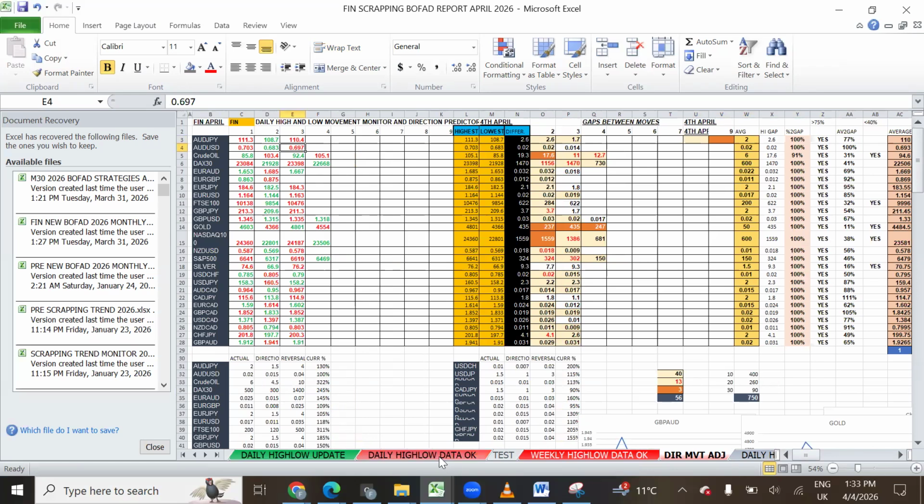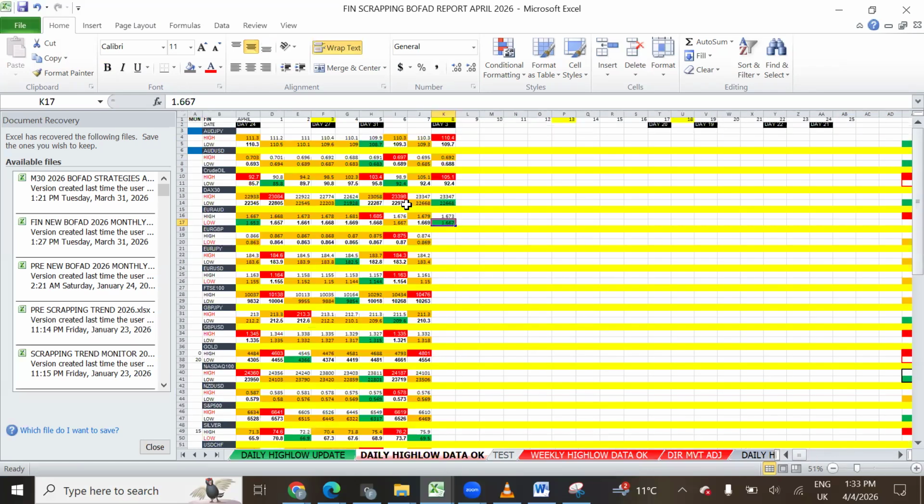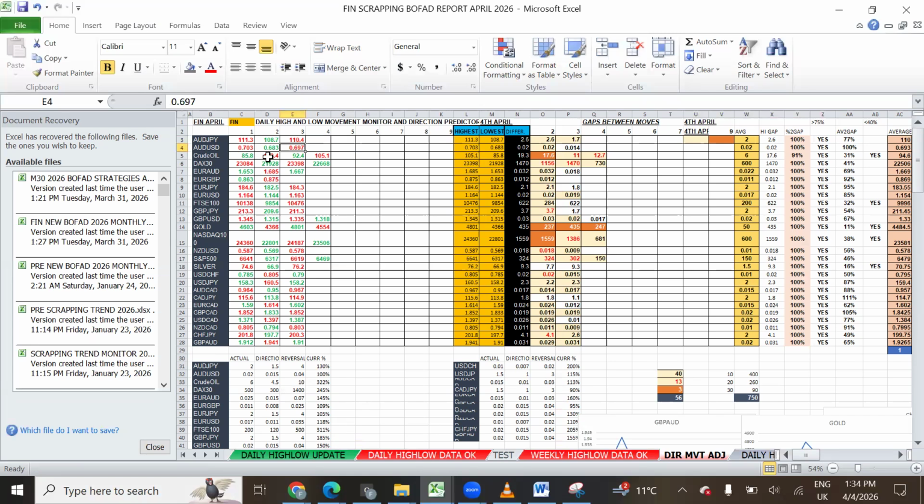You can see for the next one, we have 103.4, 92.4, 105.1. Here as well, 21.9, 23.398, 22.668. So this is our projected minimum distance.